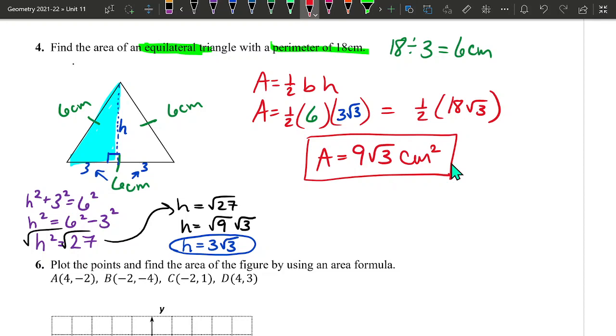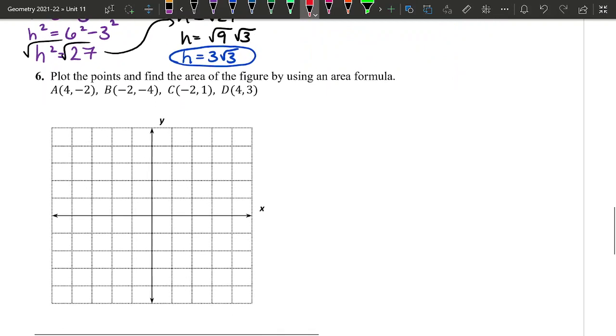And then the last type of problem I have is one that can be done on a graph, and I feel like those make it pretty easy. But you don't have to do it on a graph. If you'd rather just work with the numbers, you can do that too. I will show you both ways.